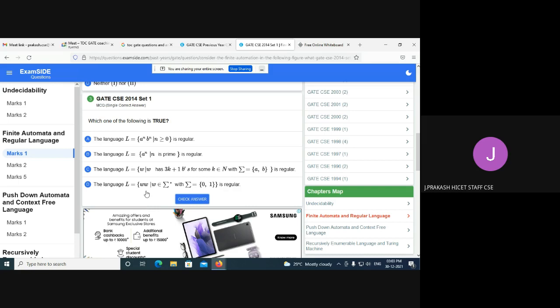First thing you need to note down: regular set, regular language. A regular set comes in finite automata. A regular language comes in context-free language. If you have studied in theory, it will be in the first unit and third unit. What is regular?